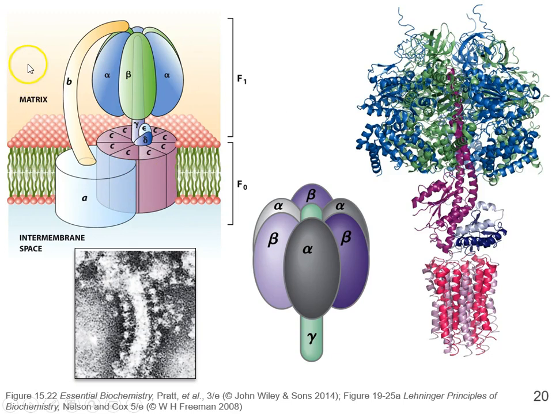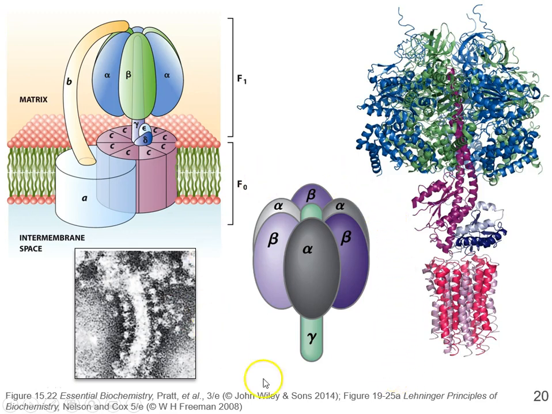So again, here's the matrix. Protons are pumped out of the matrix to the inner membrane space. And there's the F sub 0 channel right here. And there is a shaft right here that is connected to the F sub 1. And there are 6 subunits right here. There are 3 alphas and 3 betas. And you can see this under the electron microscope. It looks kind of like lollipops, where you can see this stalk right here and these little circular things right here.